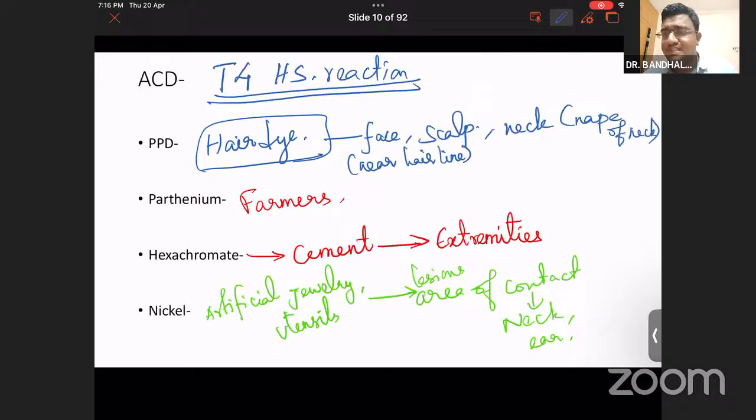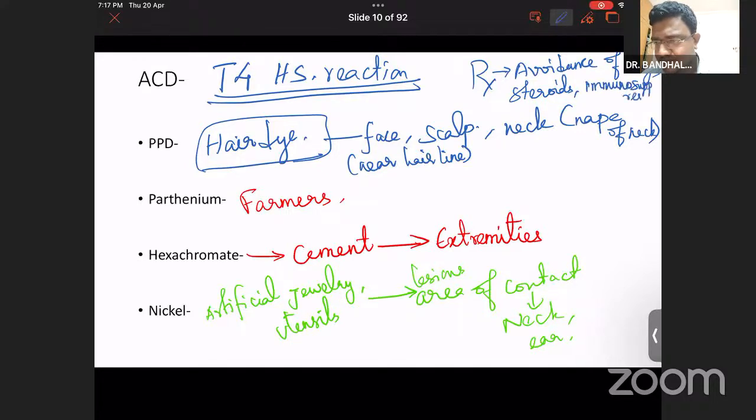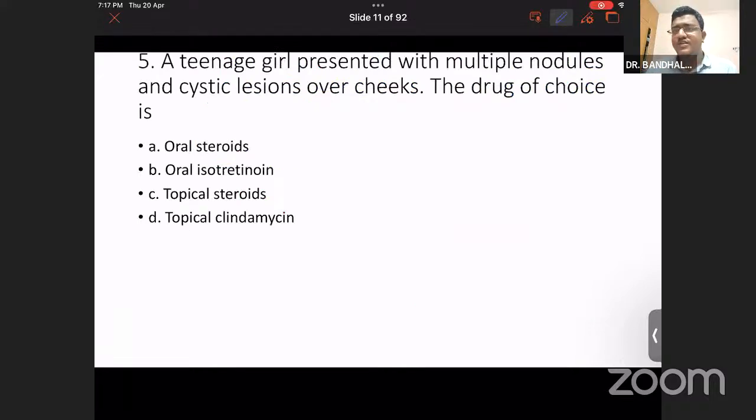The treatment of these is mainly avoidance of allergens, and treatment like steroids and immunosuppressants. Next, we will move on to the next question.